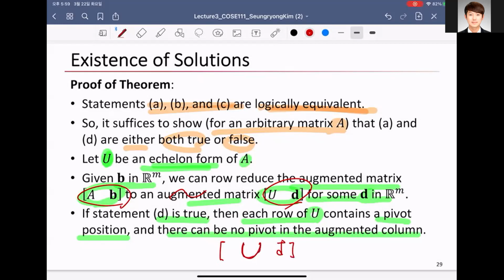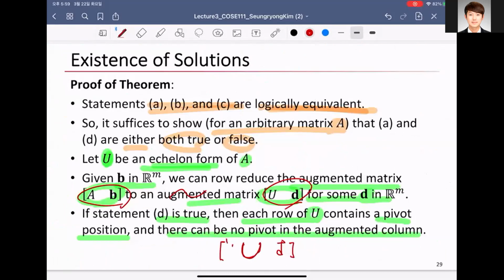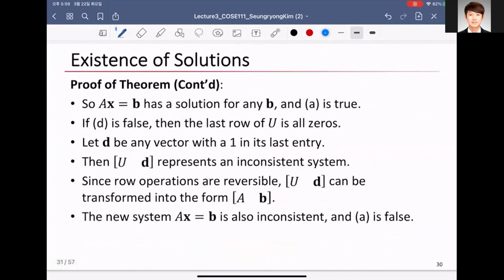If statement D is true, what was statement D? A has a pivot position in every row. We have a pivot position here, right? So, by the theorem, the last row is not 0, 0, 0, 0, 0 with an arbitrary value. Now we have 0, 0, 0, 0, 1 and an arbitrary value. So, in this case, we have a solution. Ax = b has a solution in this case. So statement A is true.